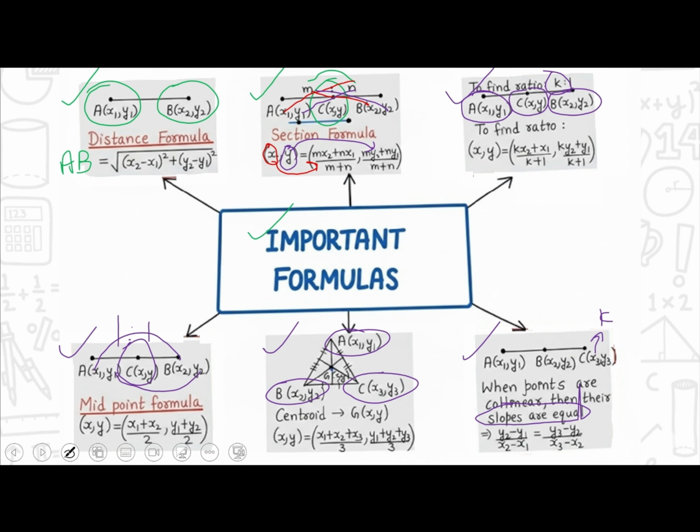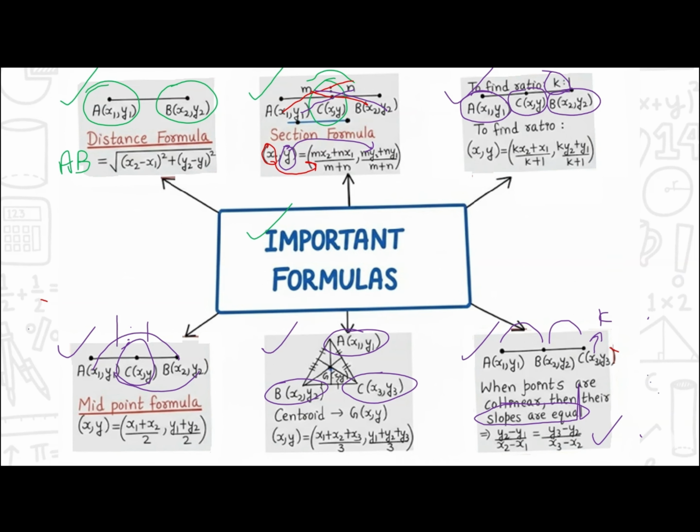Slope depicts vertical change over horizontal change. So that means you have to just take the difference of y divided by the difference of x, like (y2 minus y1) upon (x2 minus x1). Similarly, you can say (y3 minus y2) divided by (x3 minus x2). You can use this formula for these types of questions. If you remember these formulas, coordinate geometry becomes the easiest chapter for you.